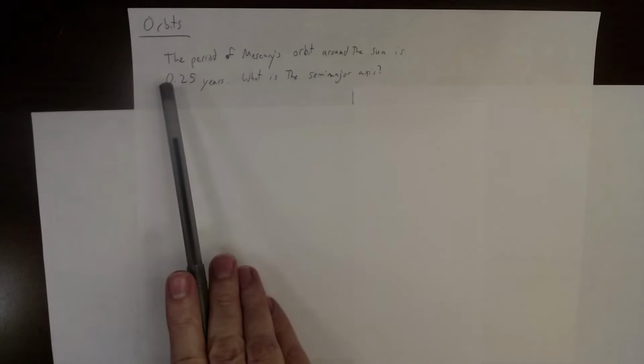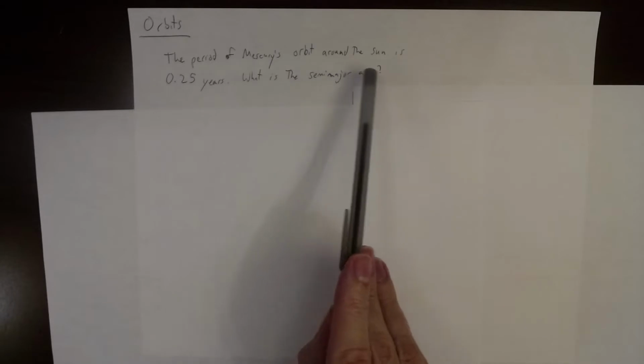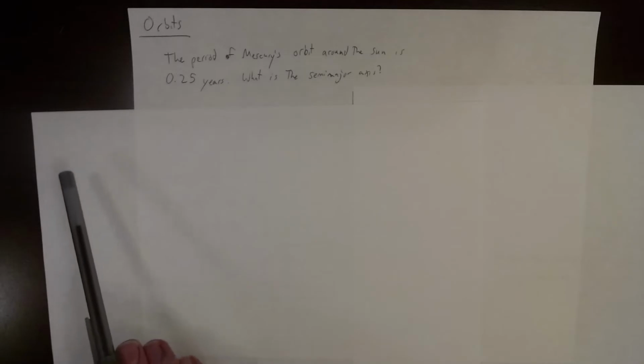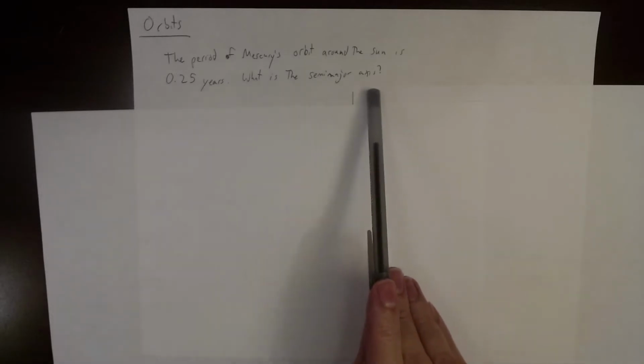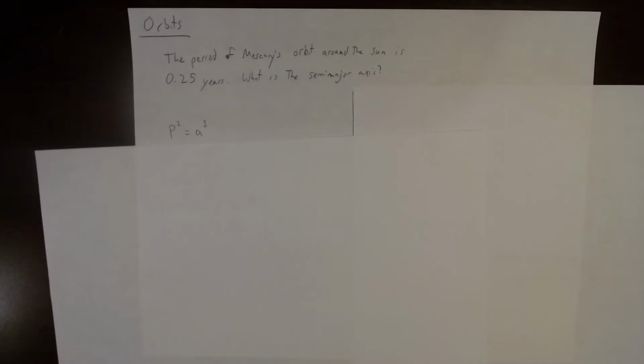Next question. Let's look at orbits. The period of Mercury's orbit around the Sun is 0.25 years. It's actually 0.24, but I'm just going to say 0.25. What is the semi-major axis of Mercury's orbit around the Sun? Think about what equation you would use to solve this. I hope you're all thinking about Kepler's third law, which is this: p squared is equal to a cubed. Now, what in here is what? Which thing is p and which thing is a?